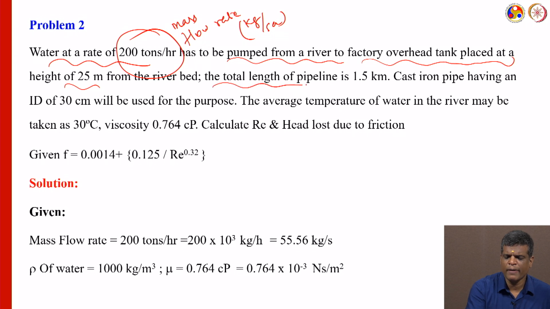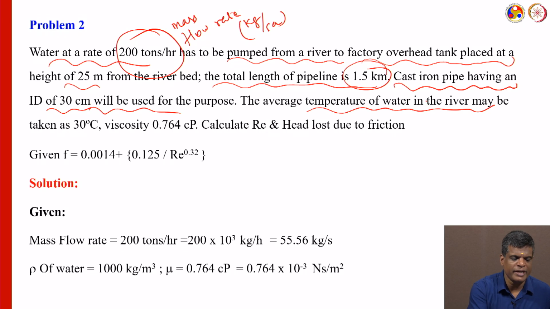The total length of the pipeline is 1.5 kilometer. The length of the pipe is 1.5 kilometer. A cast iron pipe having an internal diameter of 30 centimeter will be used for the purpose. The average temperature of water in the river may be taken as 30 degree, and then the viscosity is 0.764 centipoise.